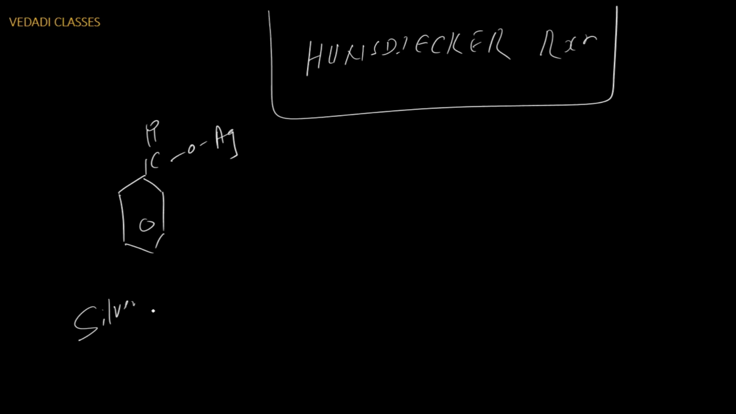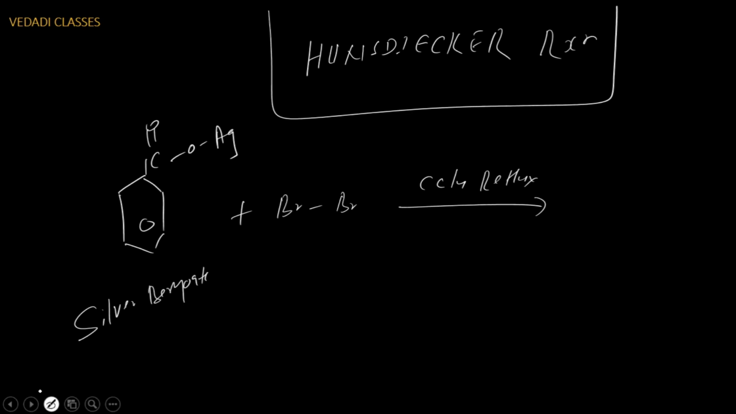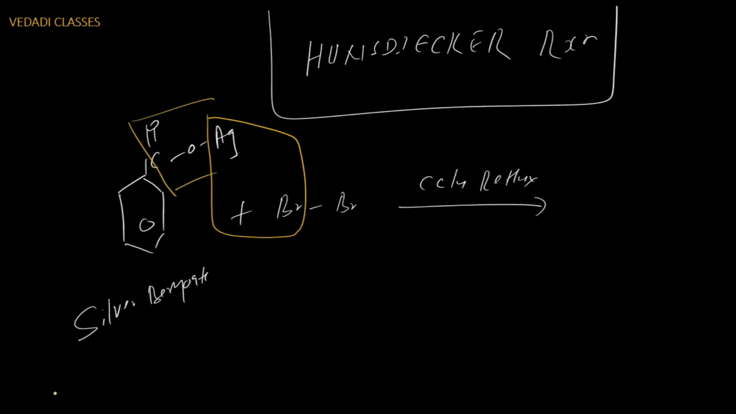Silver benzoate, when it reacts with bromine in presence of CCl4 under reflux, then what will happen? AgBr is out from here, CO2 is out from here, and it will form bromobenzene over here. So this is bromobenzene plus CO2 plus AgBr as a byproduct.